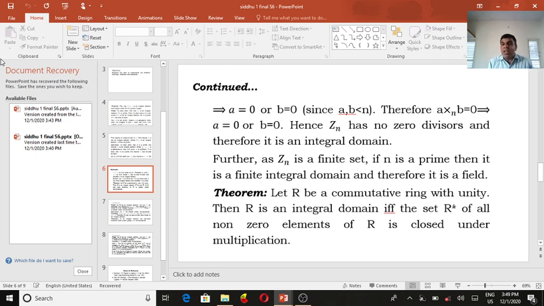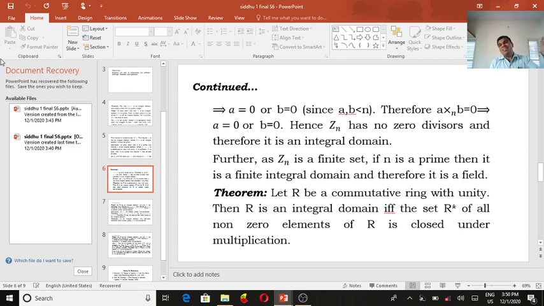Therefore, it is an integral domain. Again, I come to the definition of an integral domain: Zn has no zero divisor, therefore it is an integral domain. Further, you are holding the definition: every integral domain is a field. I gave a suitable example in the previous sessions. So, holding that statement, we carry it forward, because you know the definition of a zero divisor.